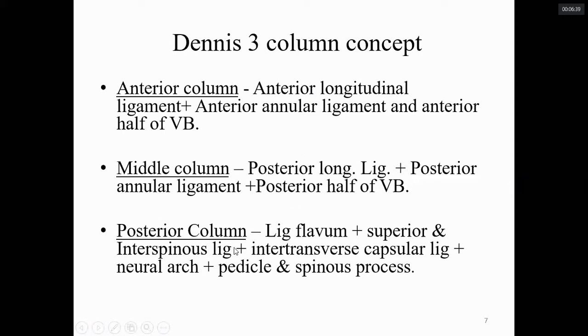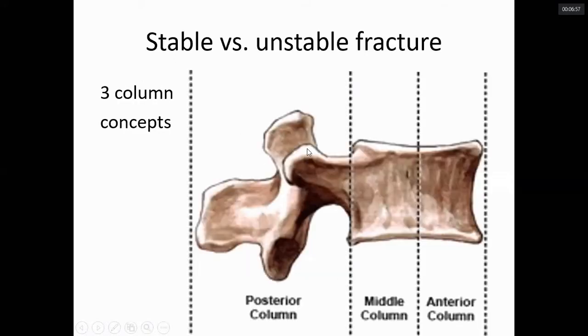And the posterior column consists of the posterior structures like the lamina, pedicle, transverse process, spinous process, and all the ligaments like the supraspinous and interspinous ligaments, and the facet joint. All these form the posterior column. Okay, basically the vertebra consists of this, the anterior part and this, the posterior part. The anterior part is the whole vertebral body, and here this one is the pedicle.